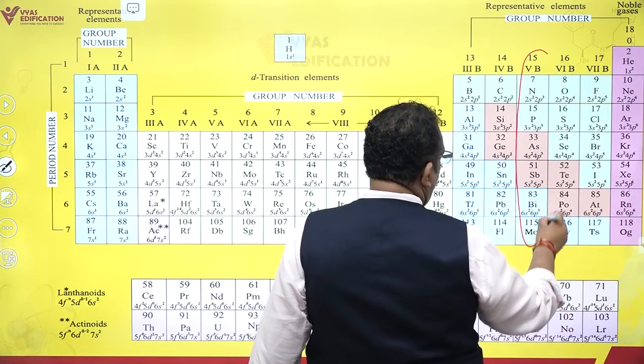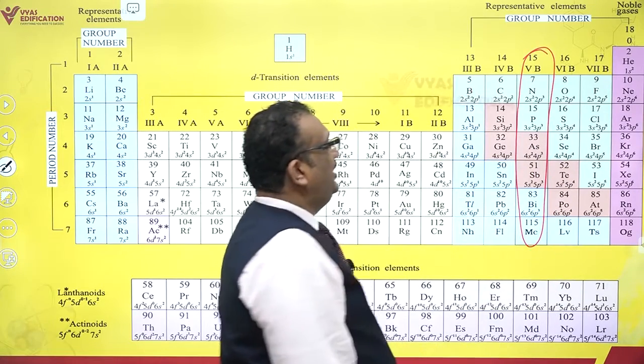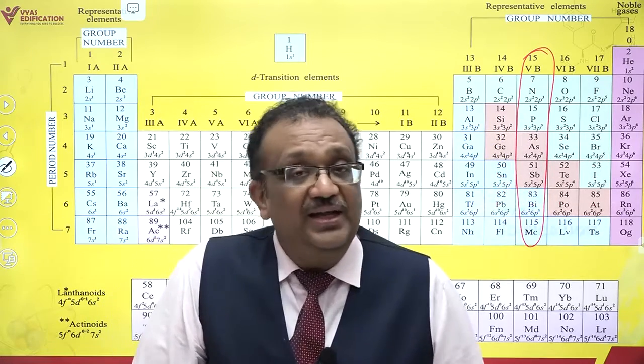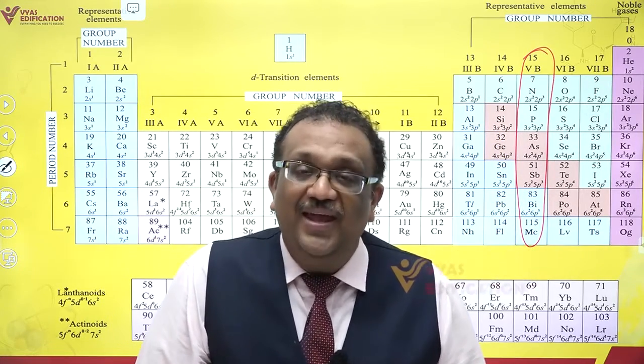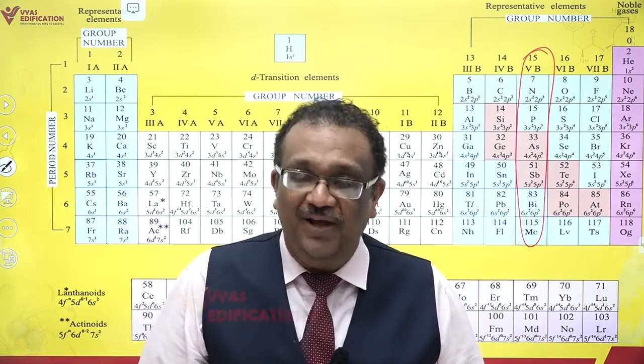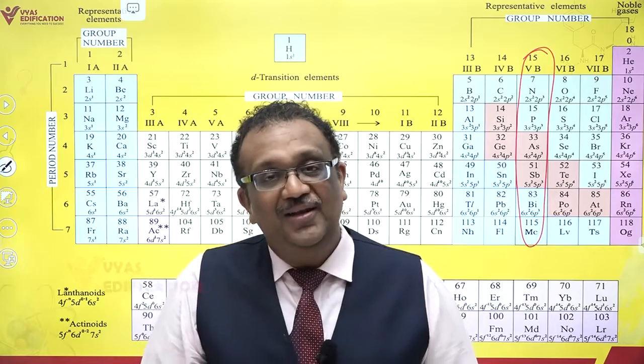Group 15 should be the one you consider. 15 is the group. So if you have nitrogen, phosphorus, arsenic, antimony and bismuth, they have 5 valence electrons, ns2 np3, a total of 5. That is the valence shell configuration.